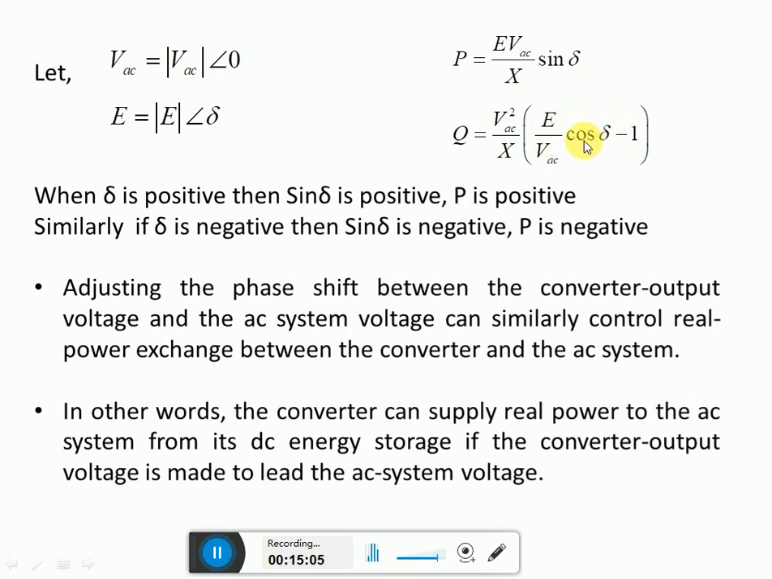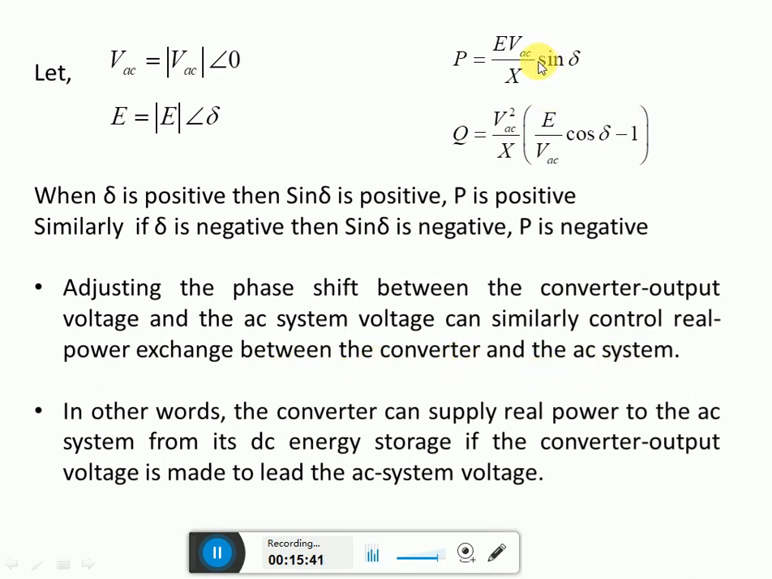When delta is 0, there is no phase difference between the AC system voltage and the STATCOM generated voltage. So the power flowing through the path will be purely reactive. Now let's see here: adjusting the phase shift between the converter output voltage and the system AC voltage can similarly control the real power exchange between the converter and the AC system.